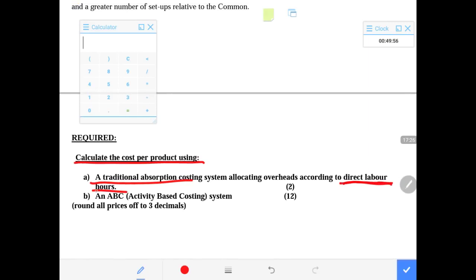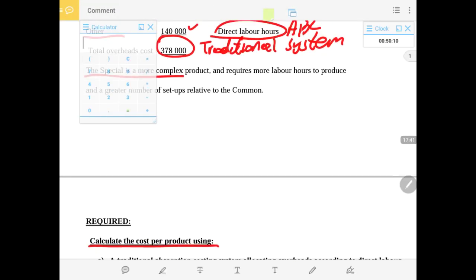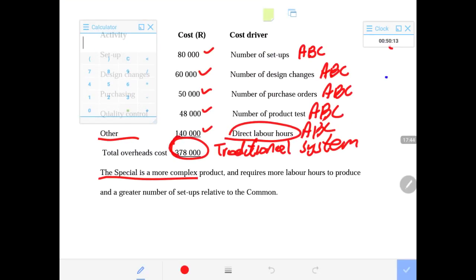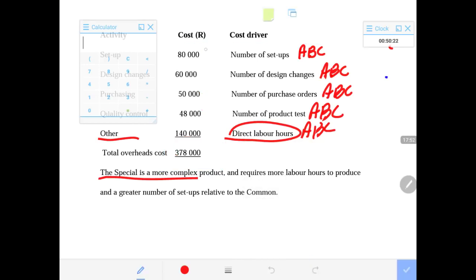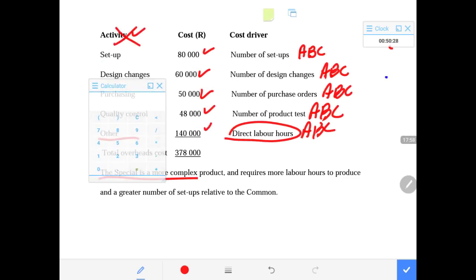Assuming that direct labor hours is used to allocate our manufacturing overheads, or allocating overheads according to the direct labor hours. So now we first have to say how much our manufacturing overheads are. Our total manufacturing overheads are 378,000 rands. Remember, in this case, we don't take the individual overheads according to the activities. No, we don't deal with the activities yet. We only deal with the activity and the cost drivers when we do activity-based costing. Now we are using the traditional method.